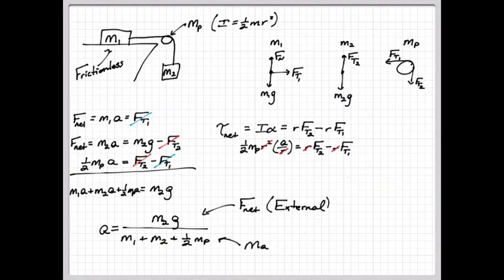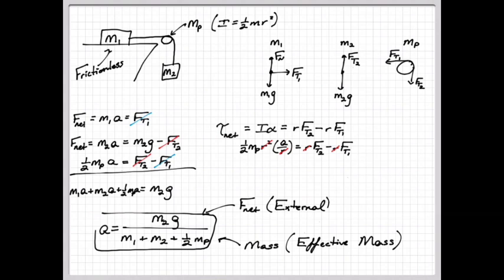And on the bottom, we have the mass. More importantly, the effective mass. The effective mass of the system is both mass 1 and mass 2, plus the effective mass of the pulley. Again, because the pulley is rotating, it contributes a small amount of mass to the overall system.